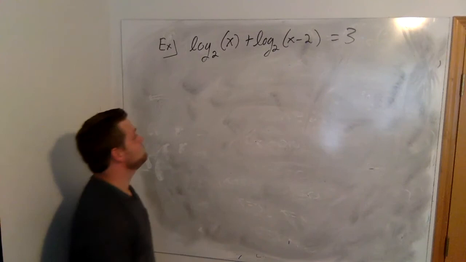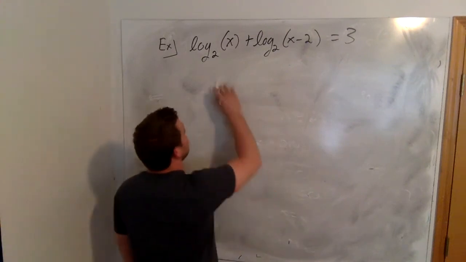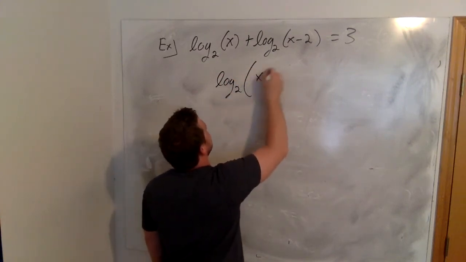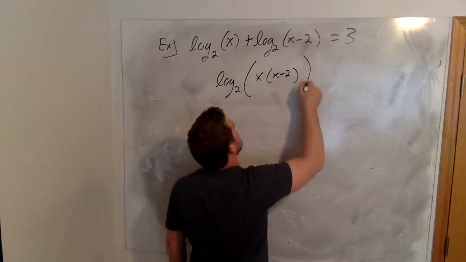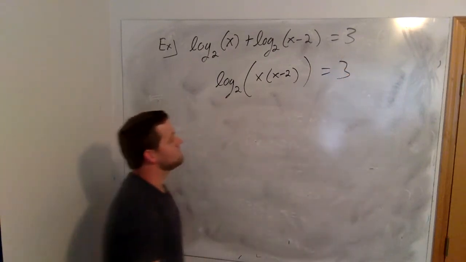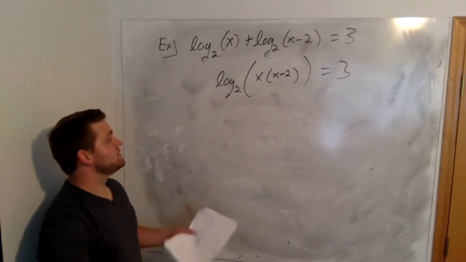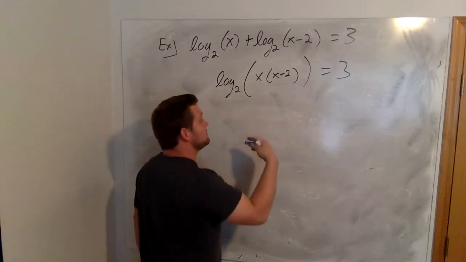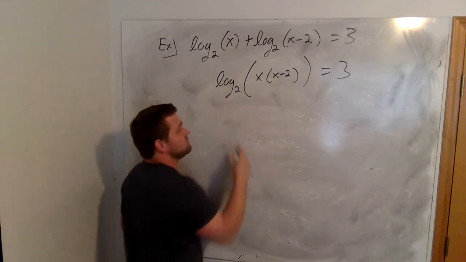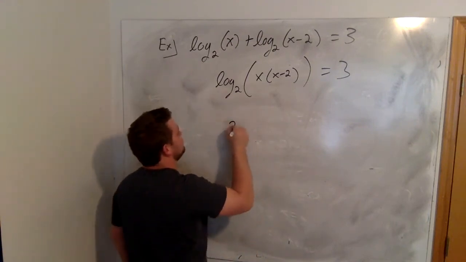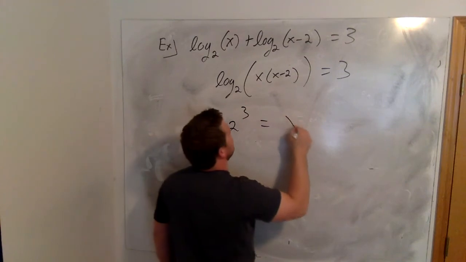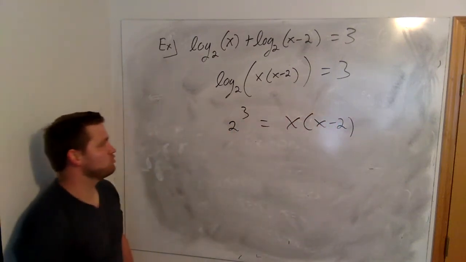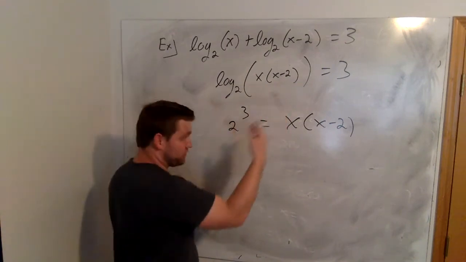Okay, let's do it. The first thing we need to do here is combine these logs. This is log base 2 of x times x minus 2 is equal to 3. In this case, we could switch into exponential form, which would be the same thing as exponentiating both sides with a base of 2. So this is equivalent to 2 cubed equaling x times x minus 2. I'm switching to exponential form, which would be the same thing as exponentiating both sides with a base of 2.